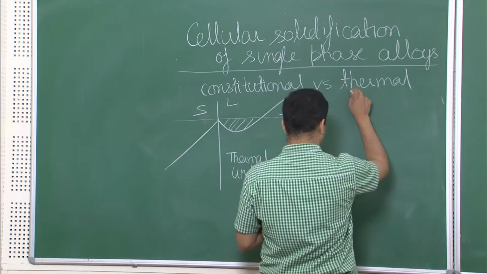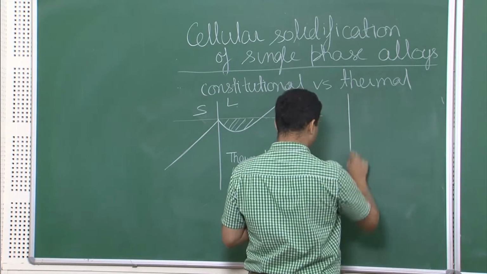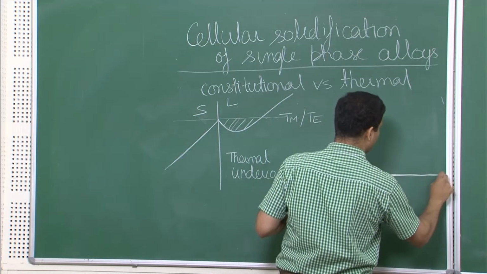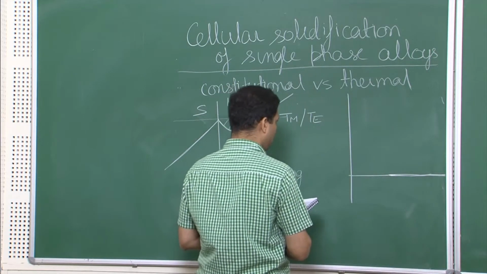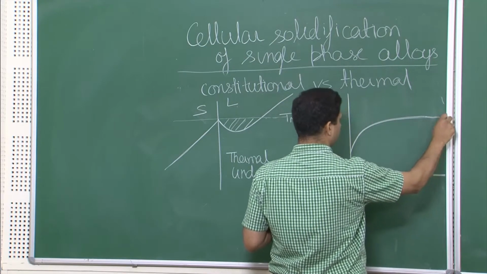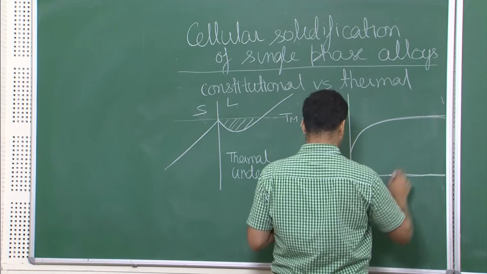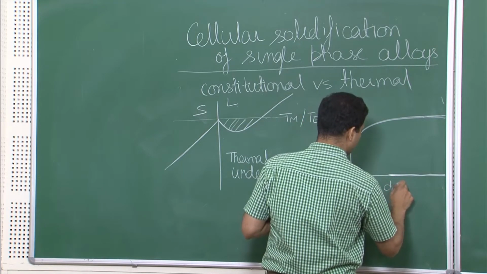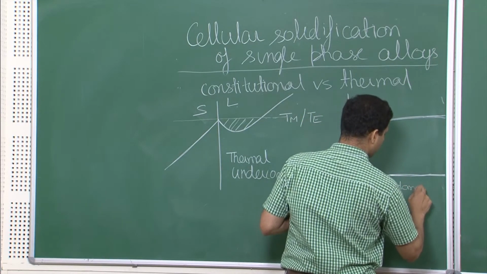While, as we described for our case of constitutional supercooling, even if you have a positive thermal gradient, because the liquidus is changing continuously, so this is distance from interface.